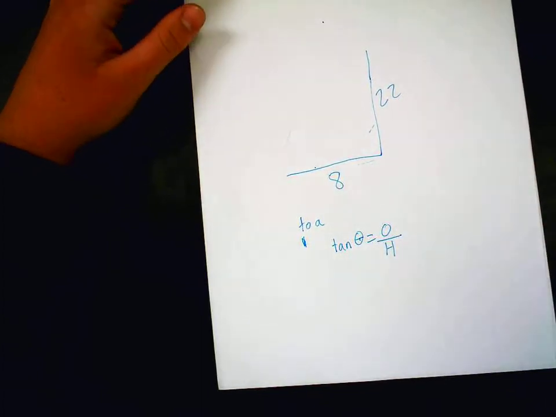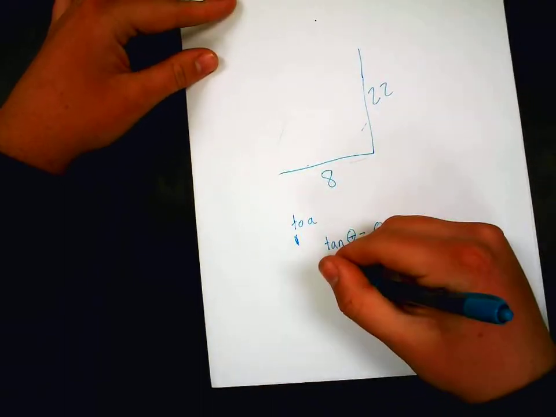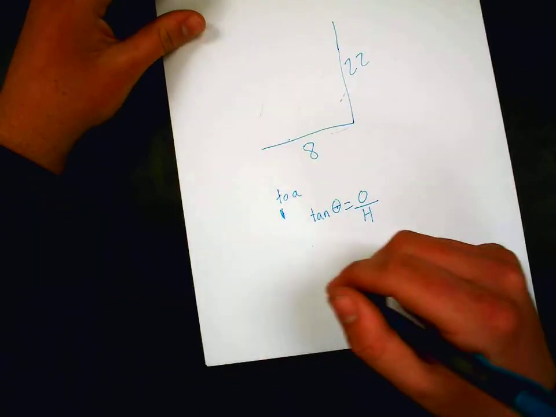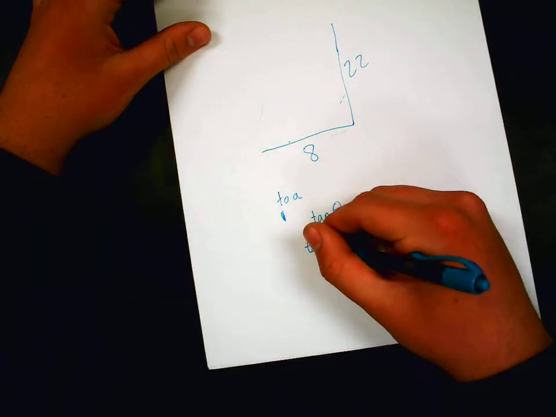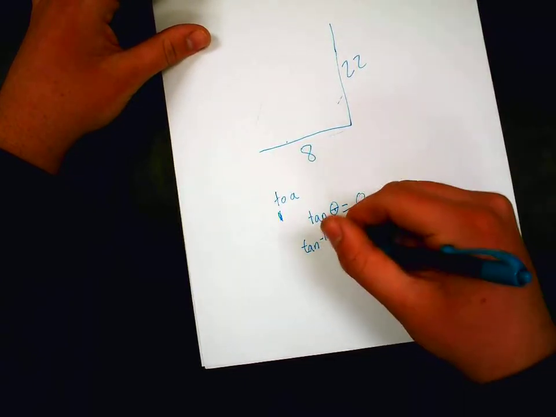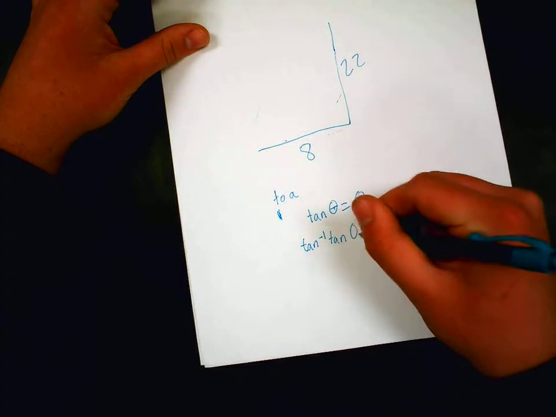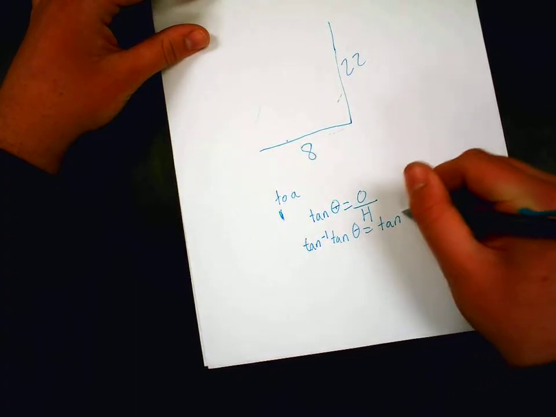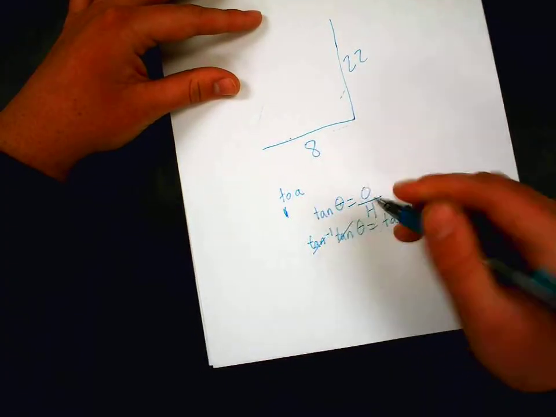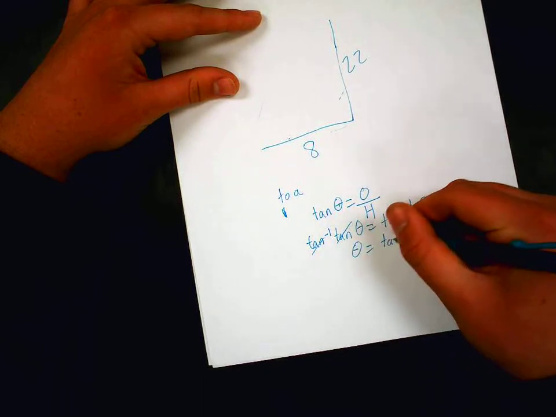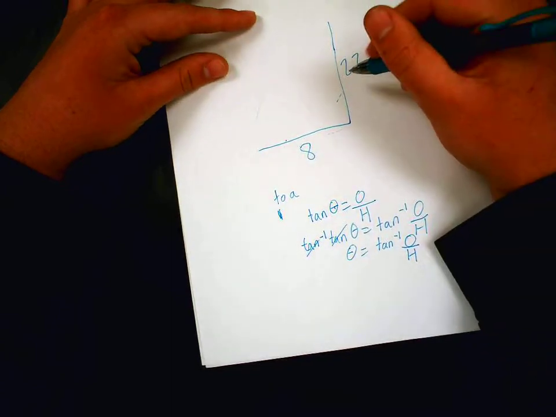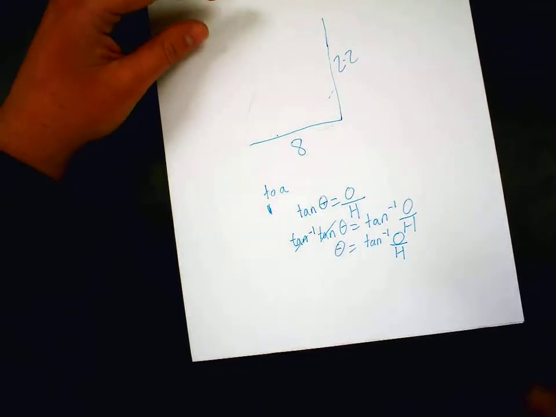We want theta. Now what is going to undo tangent? Arctangent. Or on your calculator, it is this. That on both sides. So theta equals arctangent of opposite over adjacent.